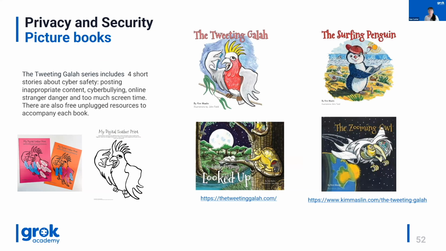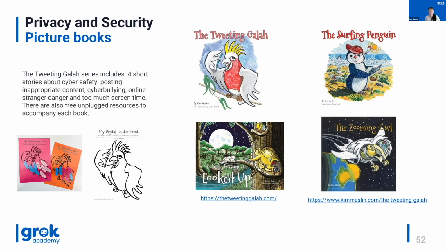Kim Maslin has written a series of 4 books, and it's called the Tweeting Galah series. The Tweeting Galah was the first story she wrote, and they use Australian characters there to start some conversations about how to stay safe and keep your information private and secure. The book is set out in chapters, and there is some lesson plans that go with it. We're seeing things through the eyes of these cartoon-like Australian animal characters.